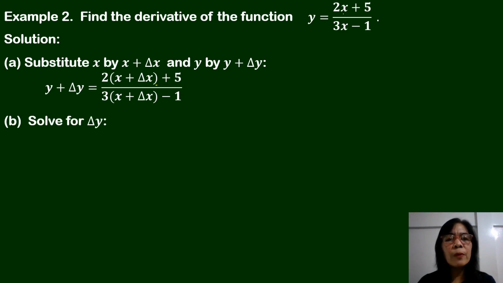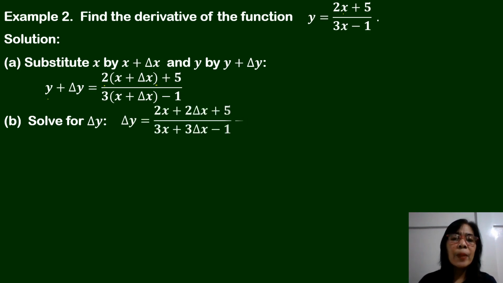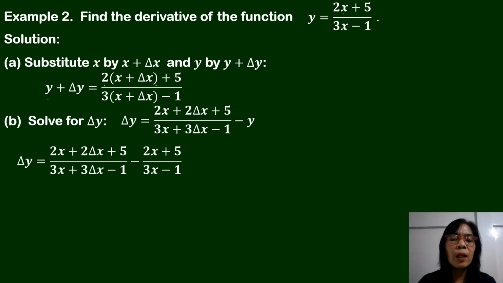The next step is to solve for delta y. So we can just transpose y to the right side of the equation, and at the same time we can apply the distributive property in here and distribute 2 into x plus delta x, and in the denominator 3 will be distributed to x plus delta x, giving us now this. Then we substitute the value of y that's given, equal to 2x plus 5 all over 3x minus 1. So the value of delta y now becomes 2x plus 2 delta x plus 5 all over 3x plus 3 delta x minus 1, minus 2x plus 5 all over 3x minus 1.